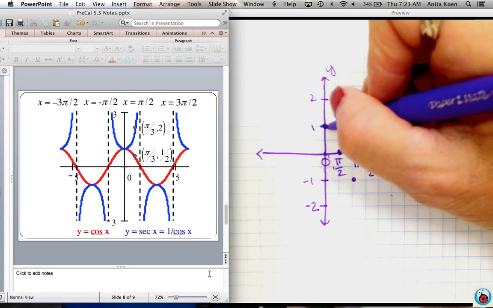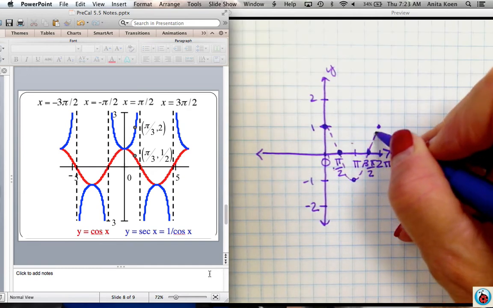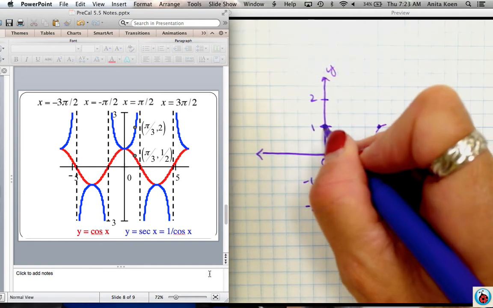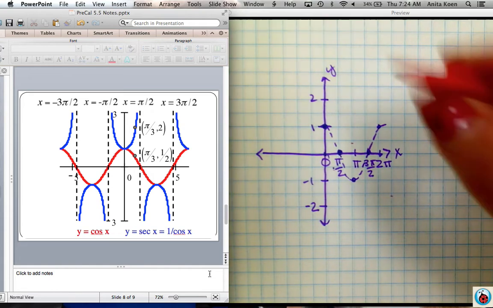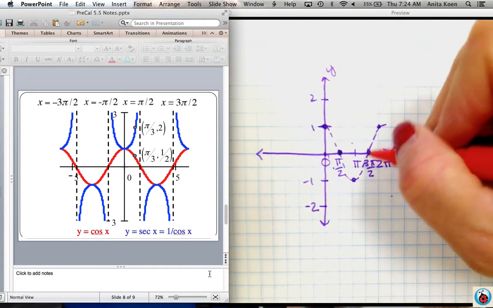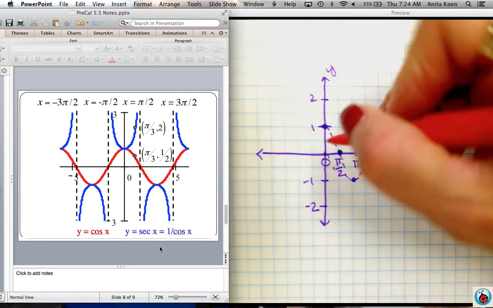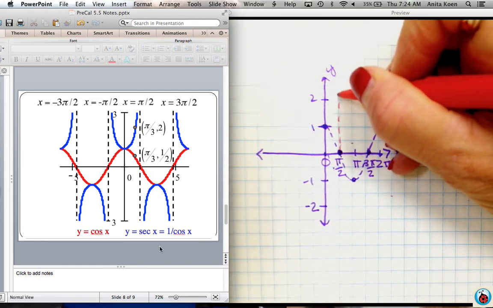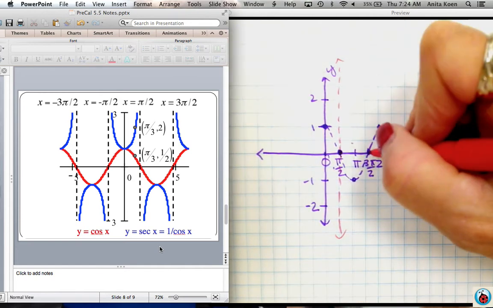And again, I'm going to do this in a dotted fashion. This has to be drawn every time. Okay, and then it's going to continue in both directions. Don't forget that. Anywhere that the cosine is equal to 0, here at pi over 2 and here at 3 pi over 2, then my secant, which is the reciprocal, the secant is the reciprocal of the cosine. So anywhere that the cosine is 0, the secant will be undefined, which means I'm going to have an asymptote there.